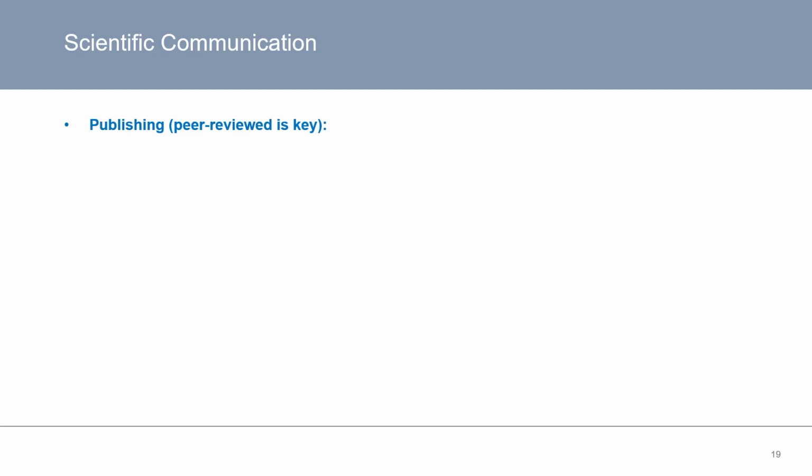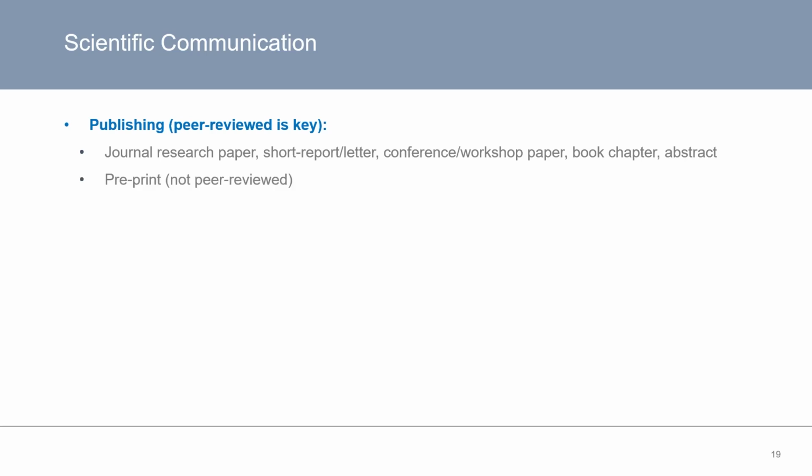The gold standard is publishing peer-reviewed research papers. These can include journal papers, short reports or letters, conference or workshop papers, book chapters, and abstracts for works in progress. Furthermore, now it's common for an author to publish their paper online as a preprint, which notably is not yet peer-reviewed. However, this can be a useful way to get your research out there.